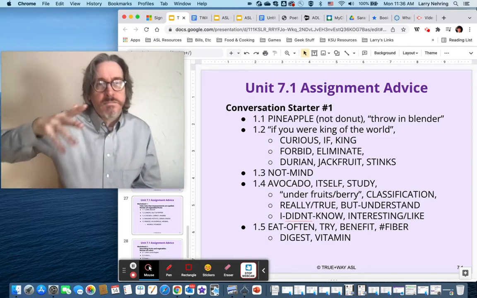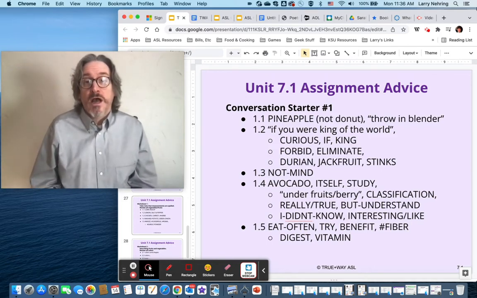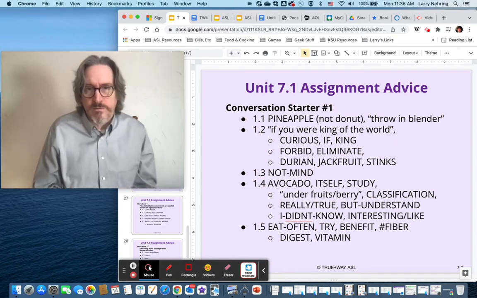And then 1.5, eat often or eat regular, try. Try. Sometimes you'll see it with T's, but people are now starting to just do it with the A.